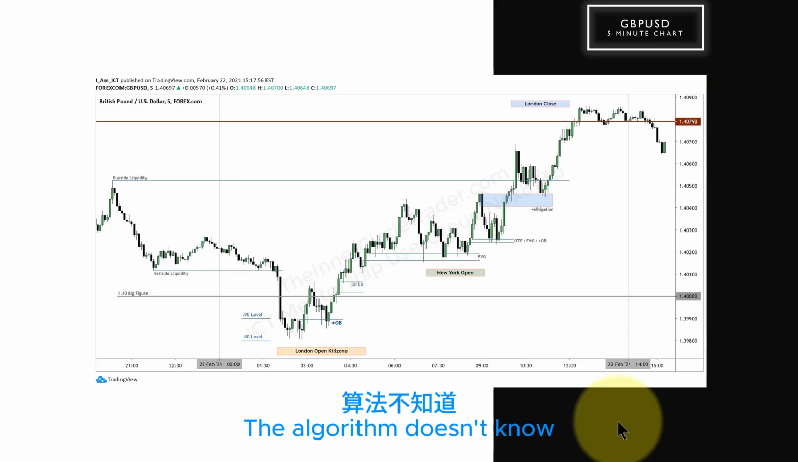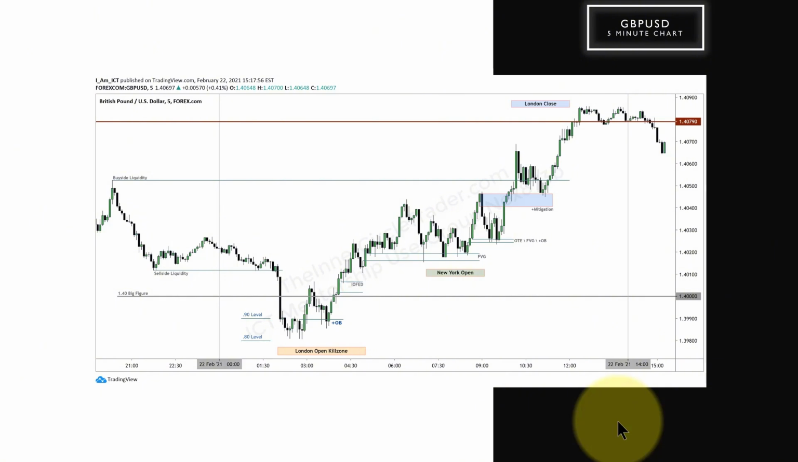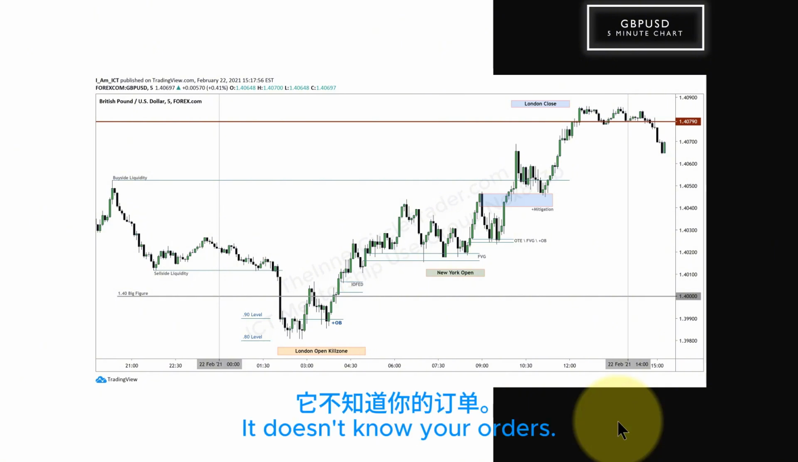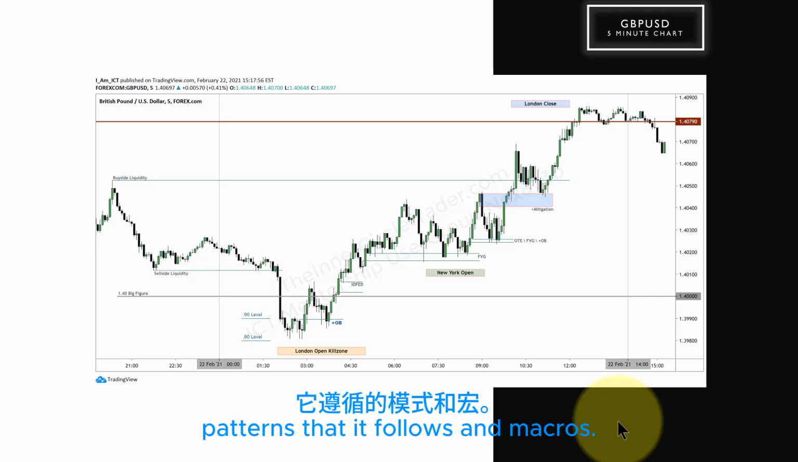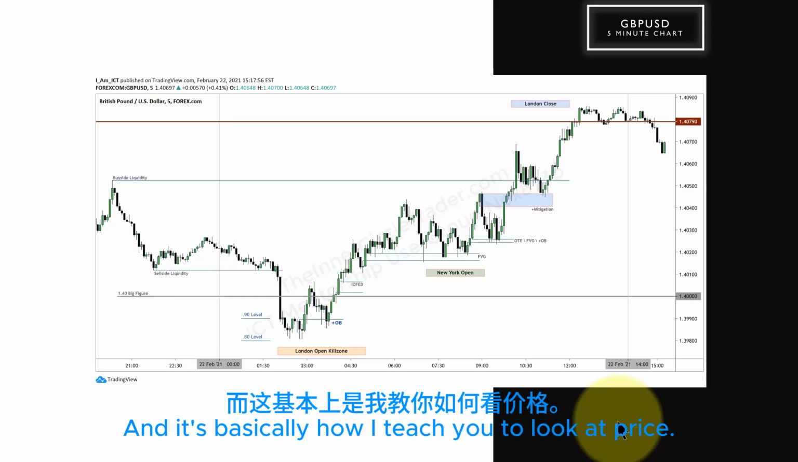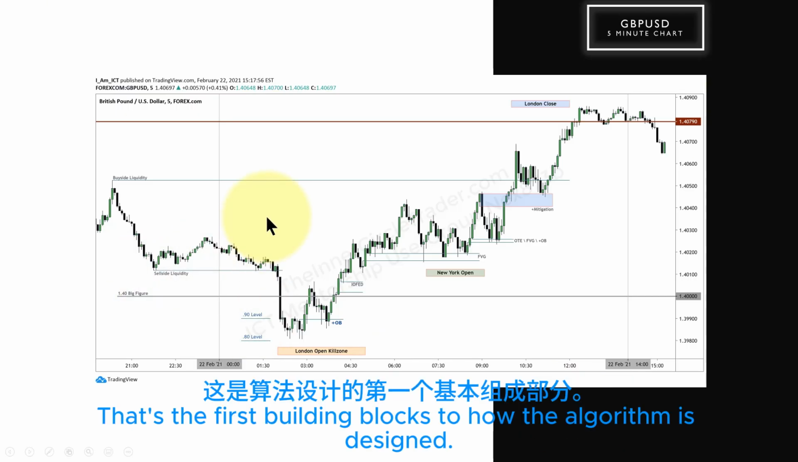The algorithm doesn't know your trade is even in the marketplace. Okay, it doesn't know your orders. It just knows patterns that it follows and macros, and it's basically how I teach you to look at price. That's the first building blocks to how the algorithm is designed.